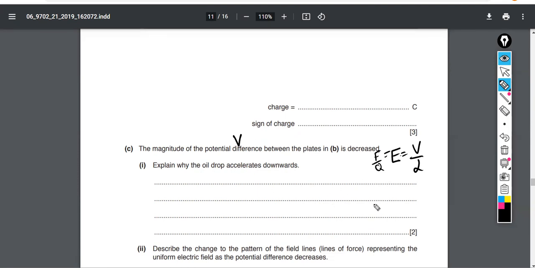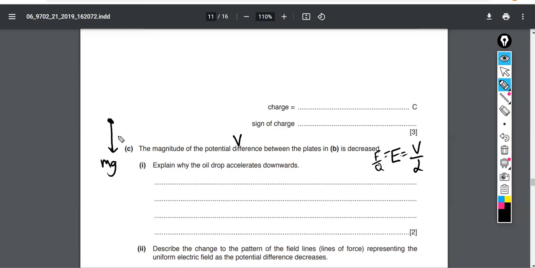So you want to put that in your own words now. Turn the question around. Turn the prompt around. So how do I start wording this? The oil drop accelerates downwards because, if we're trying to explain why, the electric force decreases. Or you could say the electric field becomes weaker, so there's less electric force acting up on the particle. No longer is it going to be true that the electric force equals weight.